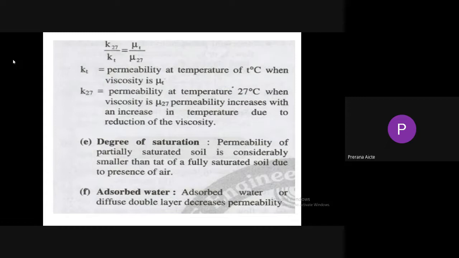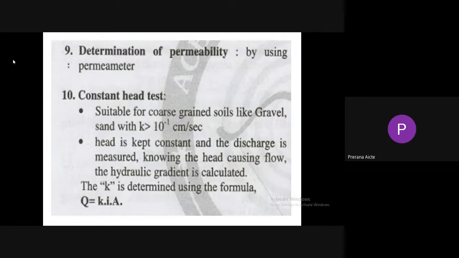Next, degree of saturation. The permeability of partially saturated soil is considerably smaller than that of fully saturated soil due to the presence of air. In fully saturated soil, all voids are filled with water. In partially saturated soil, some voids are filled with water and some with air. The presence of air prevents the entry of water through the voids. As adsorbed water decreases, permeability increases.